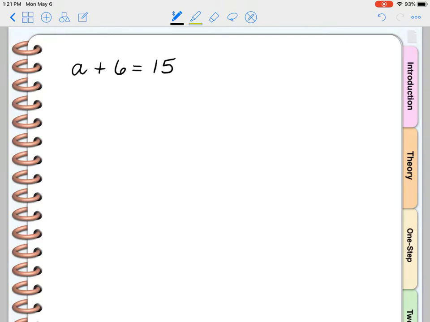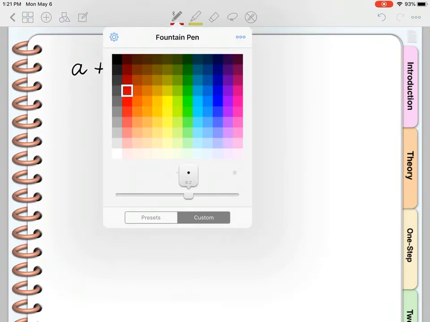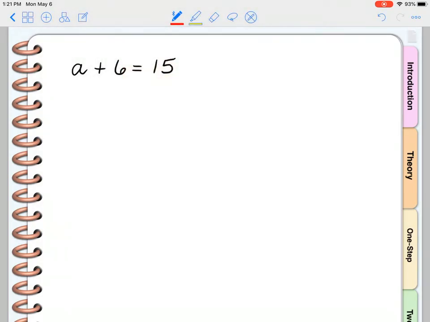So the first thing that we need to look at, and I'm going to change colors so we can keep track of different things, is this right here. The operation sign is addition, so this is called an addition equation. And right now, we don't have to worry about why it is a one-step addition equation. I just want you to be able to identify the type of equation if you are asked to. So it is an addition equation.